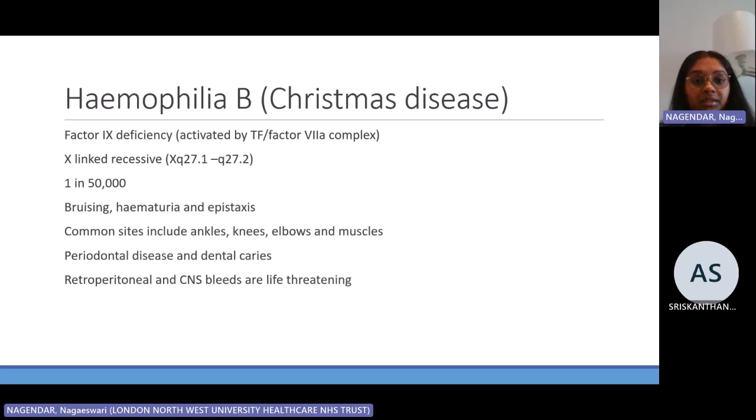Another common site of these hemorrhages, especially in the muscles, is the iliopsoas. And bleeding into muscles as well can cause nerve compression, it can cause compartment syndrome and contractures.